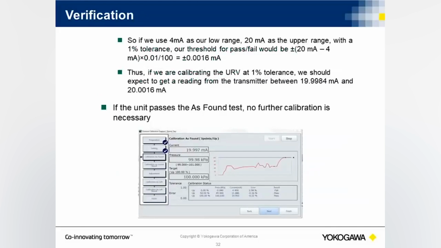For example, if we use 4 milliamps as a low range and 20 milliamps as upper range, and a 1% tolerance, our threshold for pass-fail would be around plus or minus 0.0016 milliamps. To put this into context, if we're calibrating the URV at 1% tolerance, then our margin of error would be plus or minus between 19.9984 milliamps and 20.0016 milliamps. Any reading in between that would be acceptable as a pass. As mentioned before, if the unit passes the as-found test, no further action is necessary.